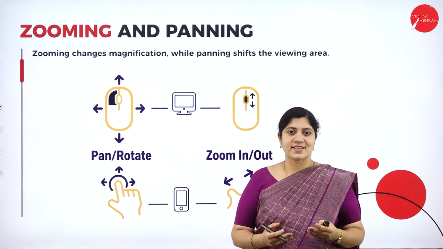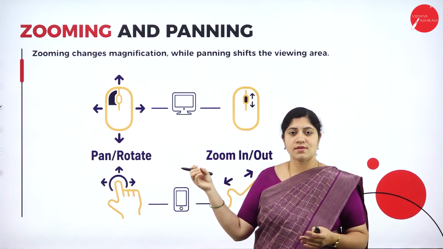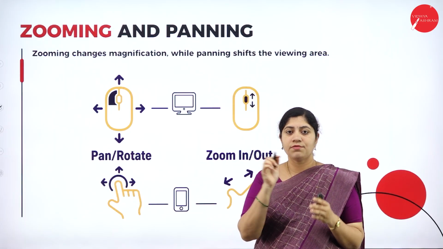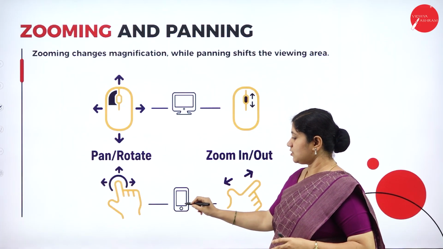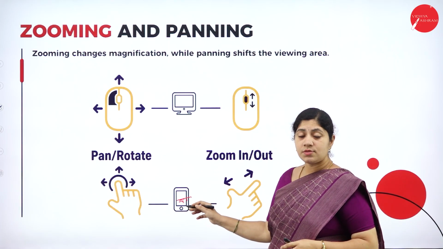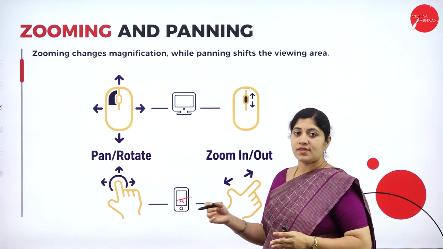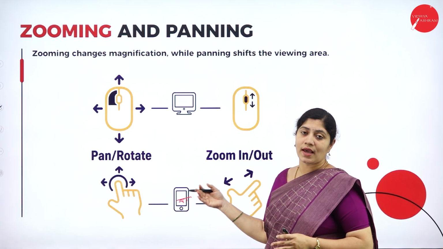Now let's understand the panning. Panning is nothing but shifting the viewing area. So now if we consider an image that is present in this portion of the image, if you want to see it in a clearer way, then you can shift the viewing angle, right?